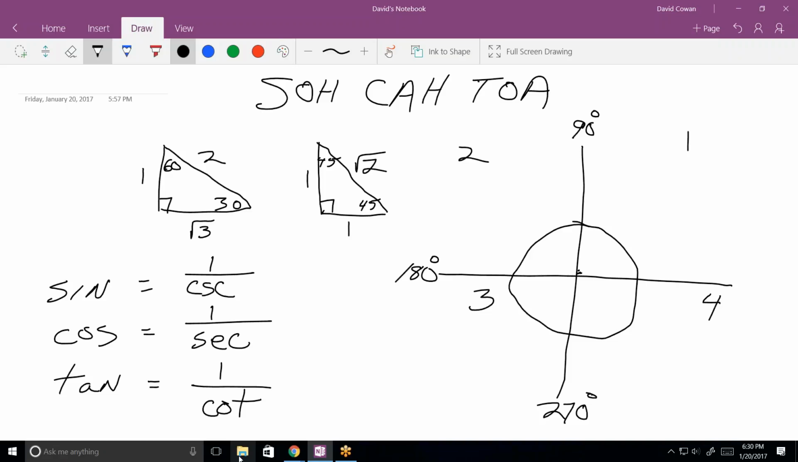And I had a student tell me that his trig teacher told him, do not rationalize the denominators, which is an excellent piece of advice if your teacher will go for it. Now, some teachers will, some won't. And here's why he said that. What is the sine of 45 degrees?